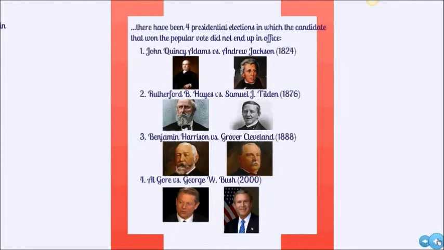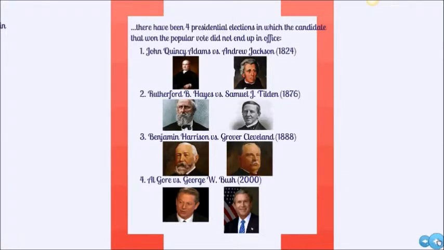The first time this happened was in 1824, when John Quincy Adams received fewer popular votes than Andrew Jackson, but neither won a majority of the Electoral College. Adams won the presidency when the election was thrown to the House of Representatives to decide.